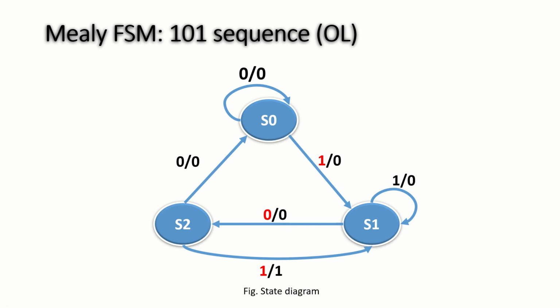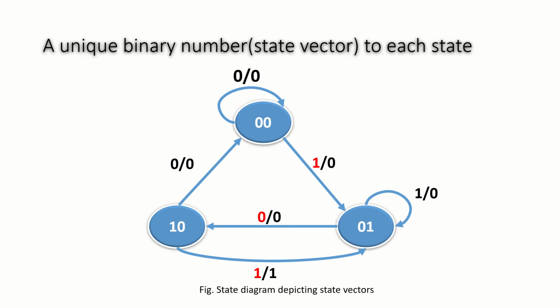Now in this state diagram, we have denoted our states as S0, S1 and S2, but our Xilinx would not understand that. We need to represent each state with a binary representation, called a state vector. So here in this state diagram, we have denoted each state with a binary representation. S0 is represented with 00. As we have 3 states, we have used 2 bits to represent each state: S1 is 01 and S2 is 10. Today we will see how we can write the Verilog code for this Mealy 101 sequence detector.